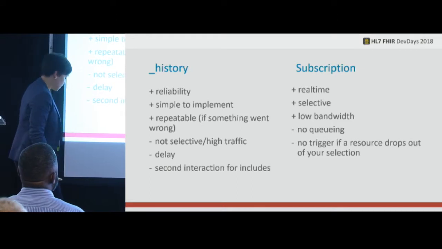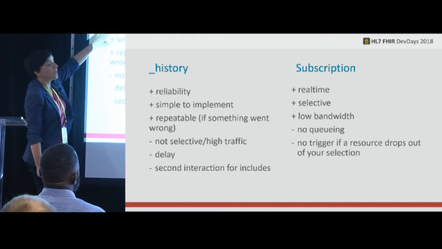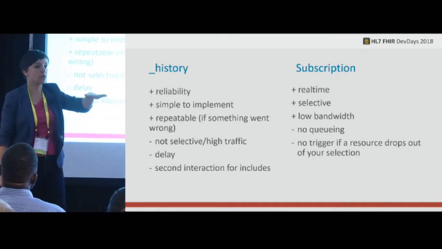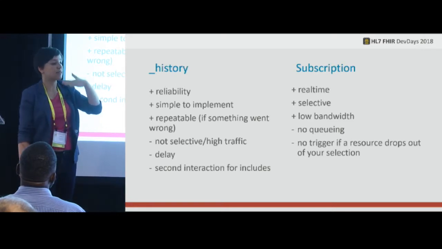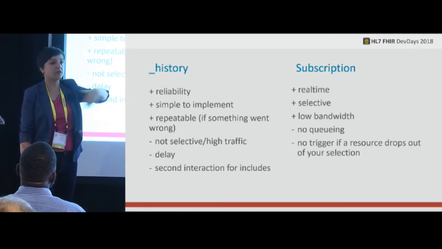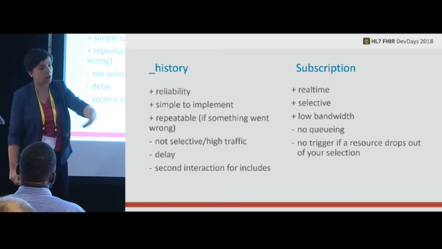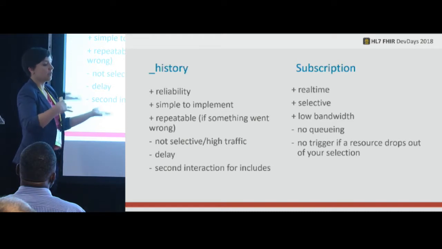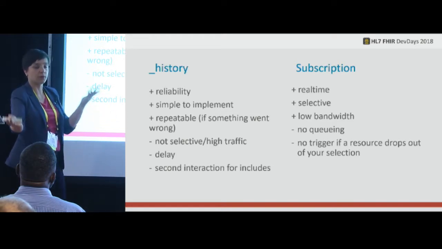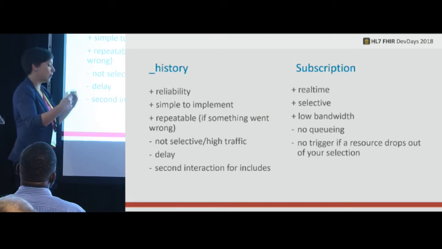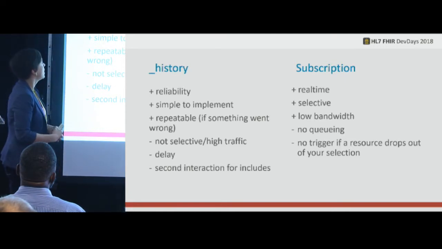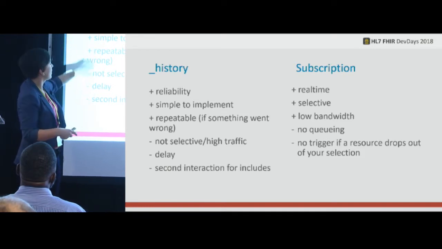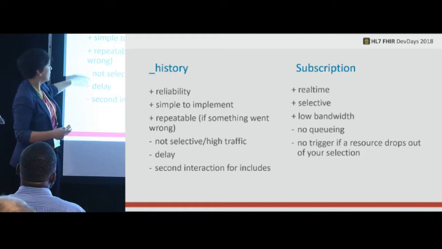So the history interaction has one advantage. It's pretty reliable, because if you miss polling the server because your integration engine has been down for maintenance for an hour, you can always save the timestamp of the last successful polling, and whenever you do a repoll, you will always poll for the interval since the last successful interaction. So it doesn't matter if the system is down for a certain period of time, you will always pick up where you left off and you will never miss a message. It's pretty simple to implement. If something went wrong when processing the data, you could just repeat your query.